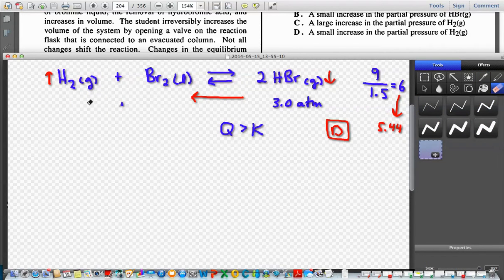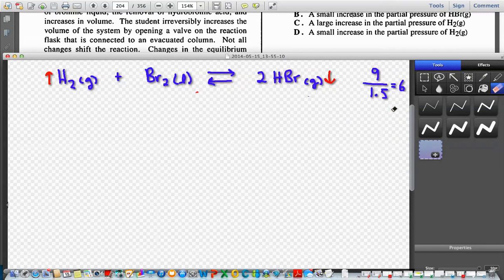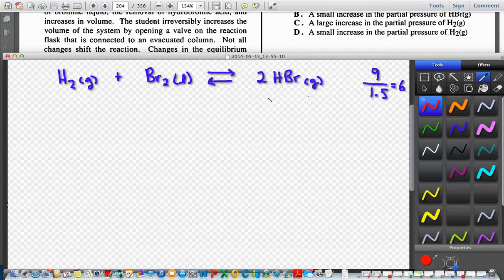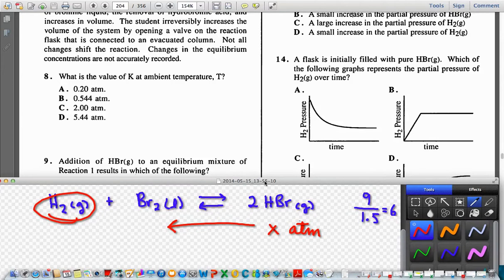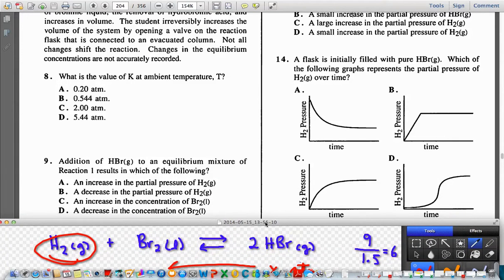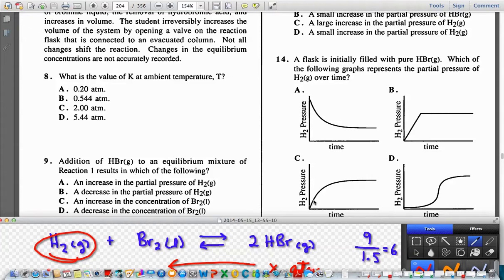let me just erase this. So initially we have only HBr. That means I'm going to produce some hydrogen gas. So initially it's going to be 0. There's not going to be anything. And then it will slowly increase.